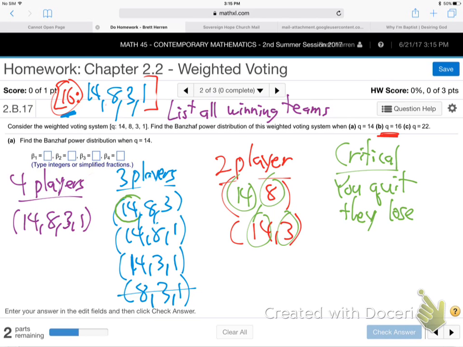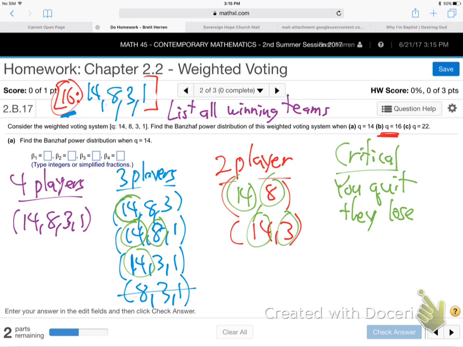Okay, so we go down to the next team. Is 14 critical here? If you quit, do they lose? Yeah, 8 and 1 loses. If you quit, they lose. How about the 8 in the middle? If the 8 quits, do they lose? 14 and 1, they only have 15. They lose. So they've got to have him. He's critical. They need 16. How about the 1? No, the 1's not critical. If the 1 quits, they still have 14 and 8, 22. They have plenty. All right, next team.